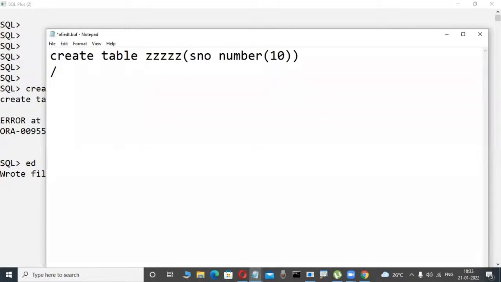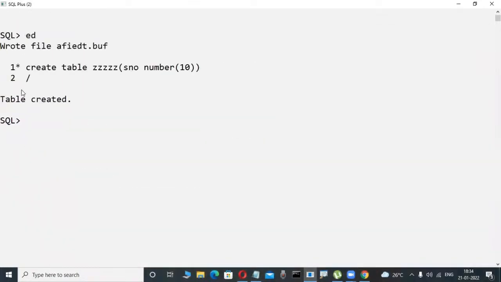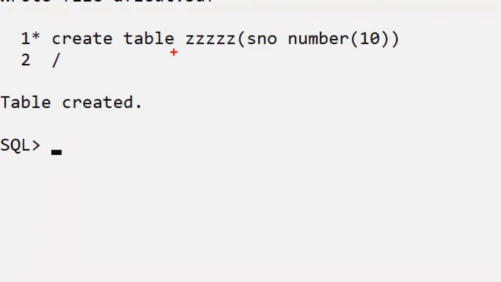Suppose Z is a table. Observe it here. For example, I am creating this table. Slowly observe here. Z is a name I'm giving.